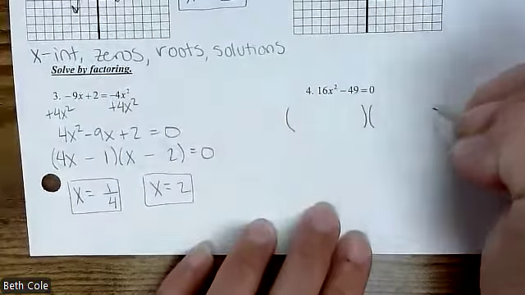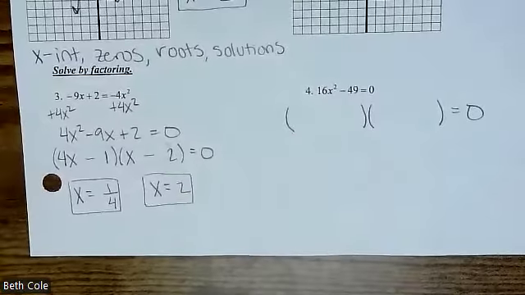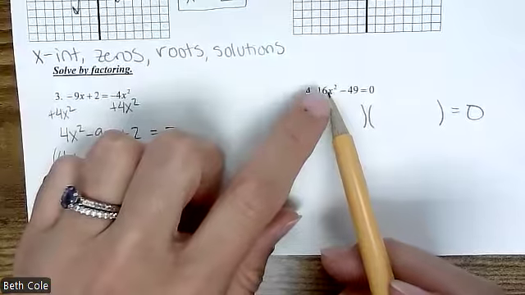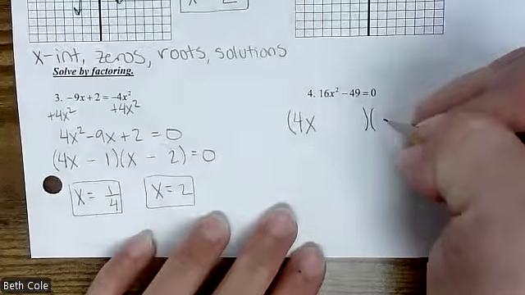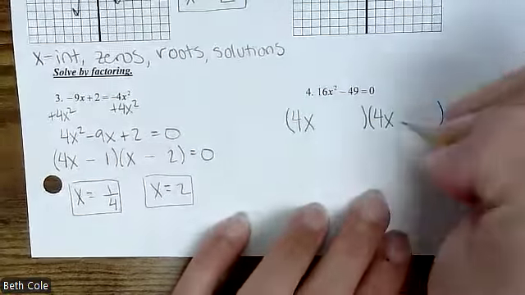Draw your two parentheses over here. We don't have to evacuate because it already equals 0. I'm going to pause again and let you try this one. So how would you split up 16x squared? Did you say 4x? Okay, a lot of people talked at the same time. All right, then how would you split up 49?